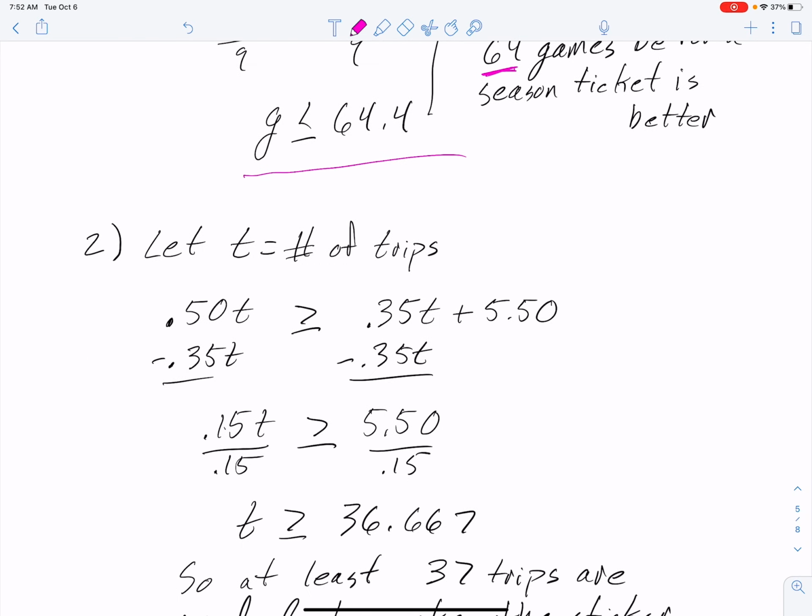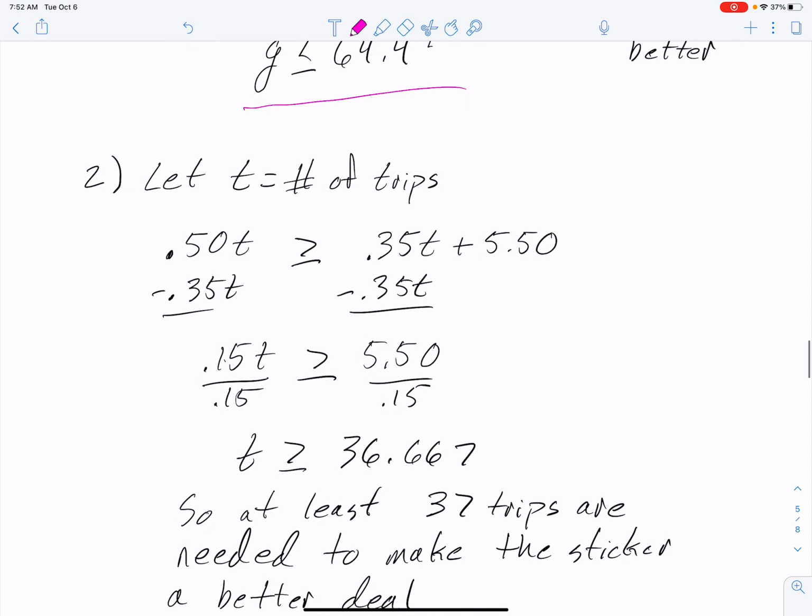Number 2, so it talks about paying a bridge toll. It costs 50 cents to drive across the bridge, or you can buy a special sticker for $5.50 and then only pay 35 cents to cross the bridge. And it wants to know the least number of trips are needed before the sticker costs less than paying for each trip separately. So I've let T equal my number of trips.